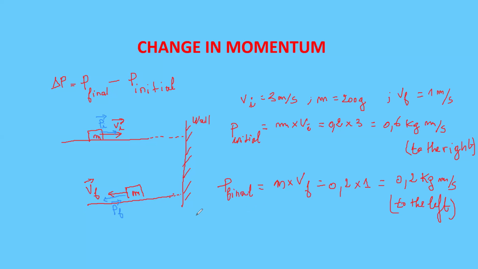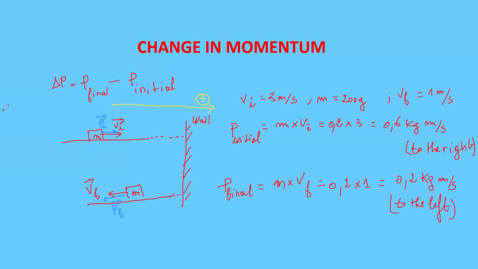Okay, now to calculate delta P, the change in momentum, I have to select an arbitrary direction. All momentum along my direction is considered positive, and momentum opposite to my direction is considered negative. So I will consider this arbitrary direction, to the right, as the positive direction.